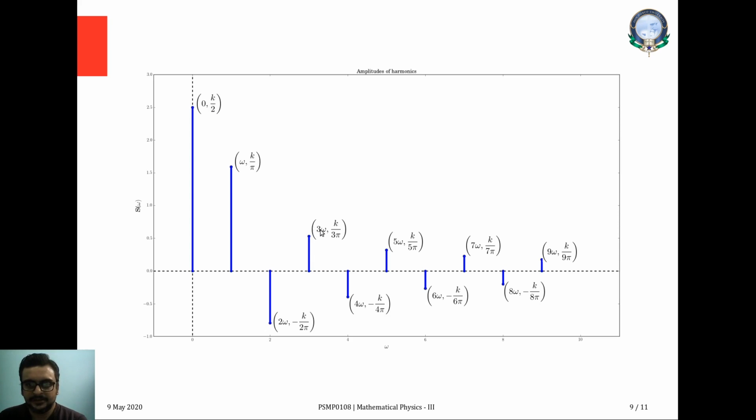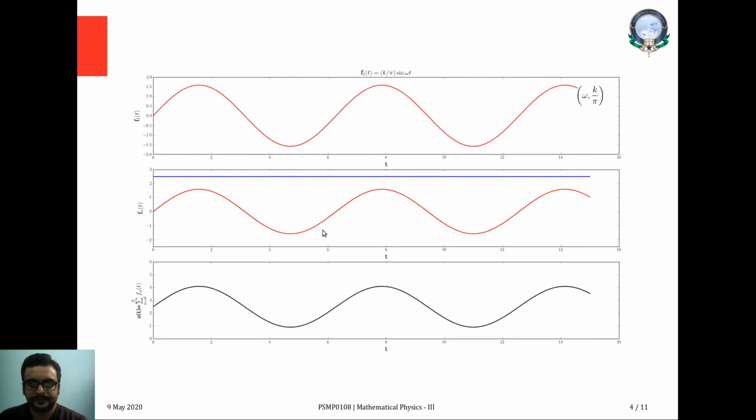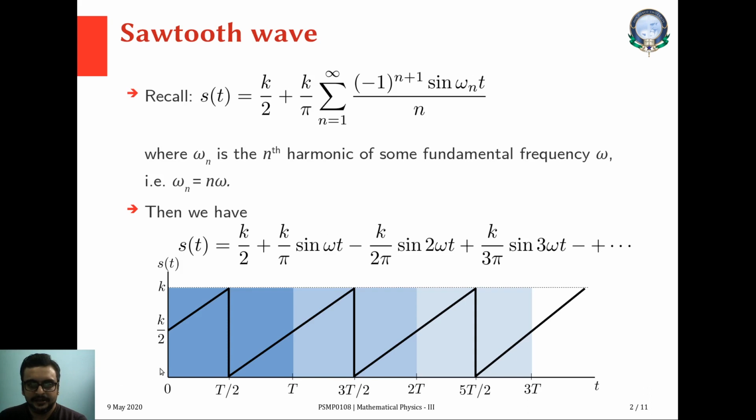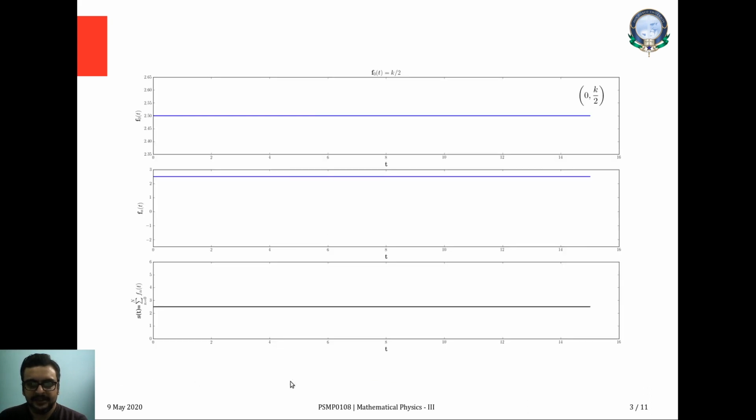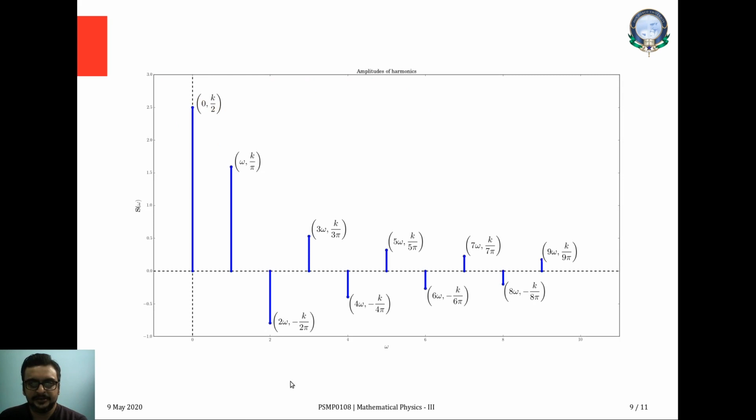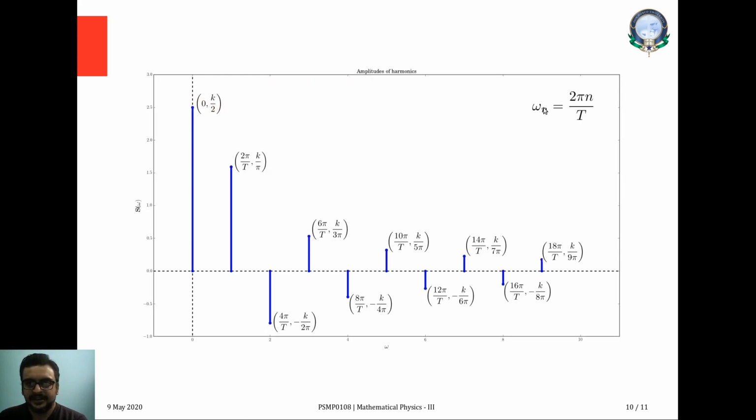Now, this frequency can also be written in terms of the time period, this time period that we have here. The frequency is equal to twice pi n by capital T. So all I have to do is replace this omega with 2 pi by T, and then we have 0, 2 pi by T, 4 pi by T, 6 pi by T, 8 pi by T, 10 pi by T, and so on.